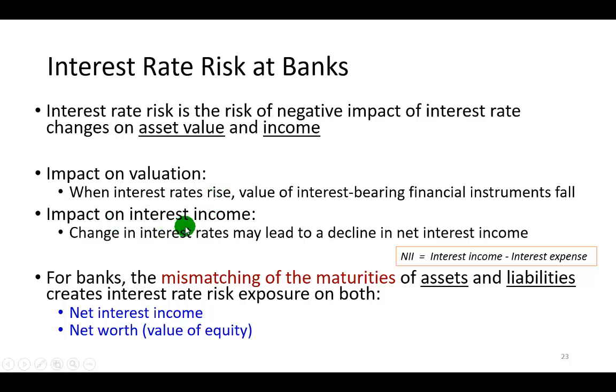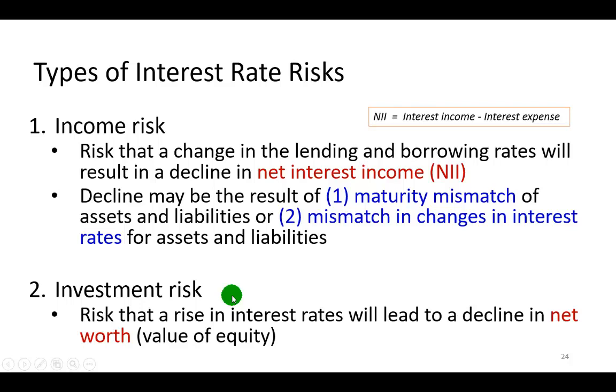For banks, and depending on the asset liability structure, a change in interest rates may adversely affect their net interest income, which is the spread between how much they earn and how much they pay out. But more importantly, the mismatch between the maturities of bank assets and liabilities creates a distinct interest rate risk exposure for both interest income and net worth, which is the value of their assets. And I'm going to demonstrate this in a subsequent video.